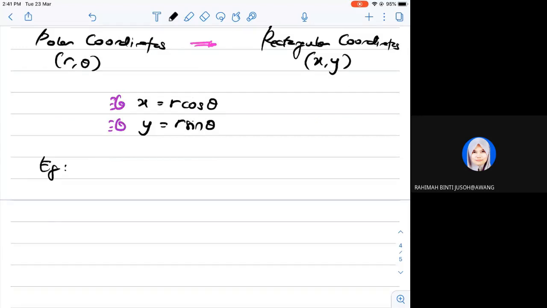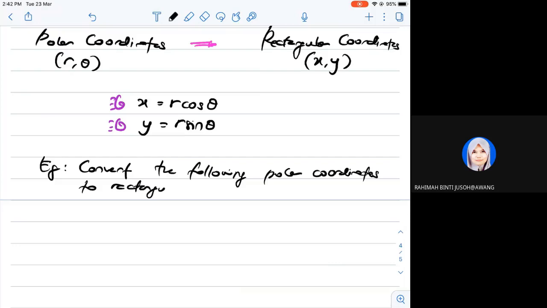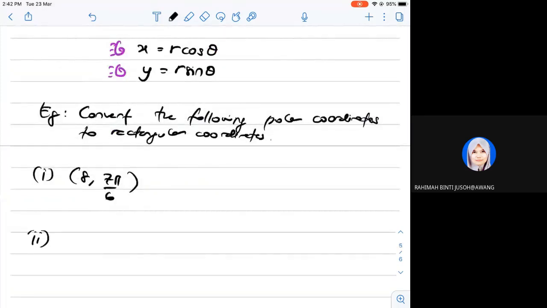Example: convert the following polar coordinates to rectangular coordinates. Okay, let's say number 1, we have 8, 7 pi over 6. And then number 2, let's say we have negative 4, pi over 3.